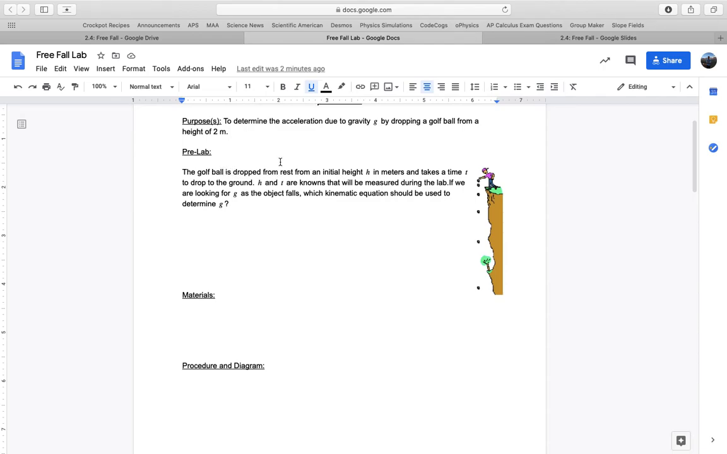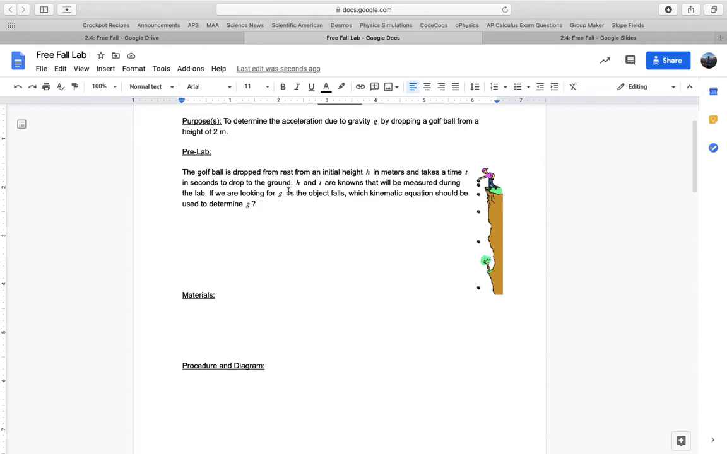Our golf ball is dropped from rest from an initial height h in meters and takes a time t in seconds, to drop to the ground. H and t are knowns that will be measured during the lab, okay? So h is 2 meters, and then the t is what we're going to measure during the lab, okay? If we are looking for g as the object falls, which kinematic equation should be used to determine g?